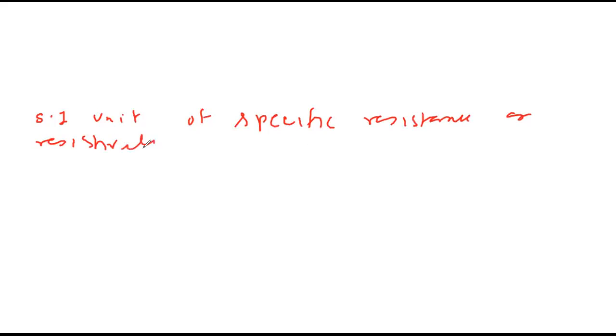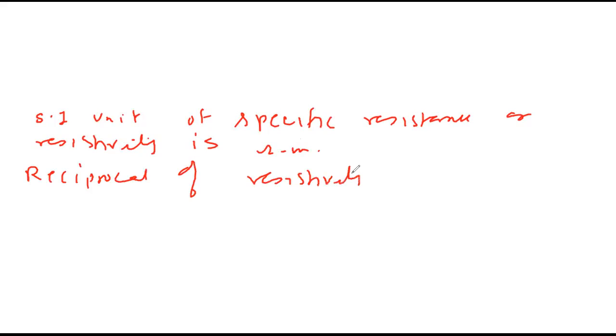SI unit of specific resistance or resistivity is ohm meter. Reciprocal of resistivity is conductivity. Therefore, sigma equals 1 upon rho. Yeah, copy.